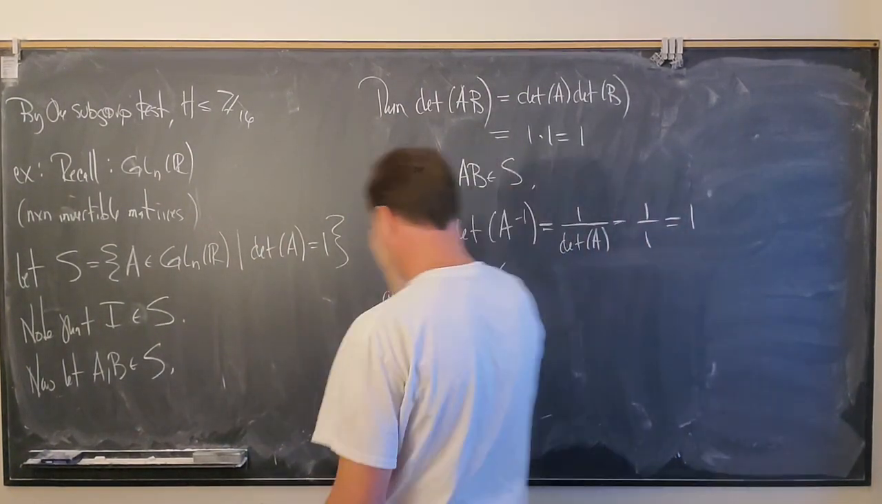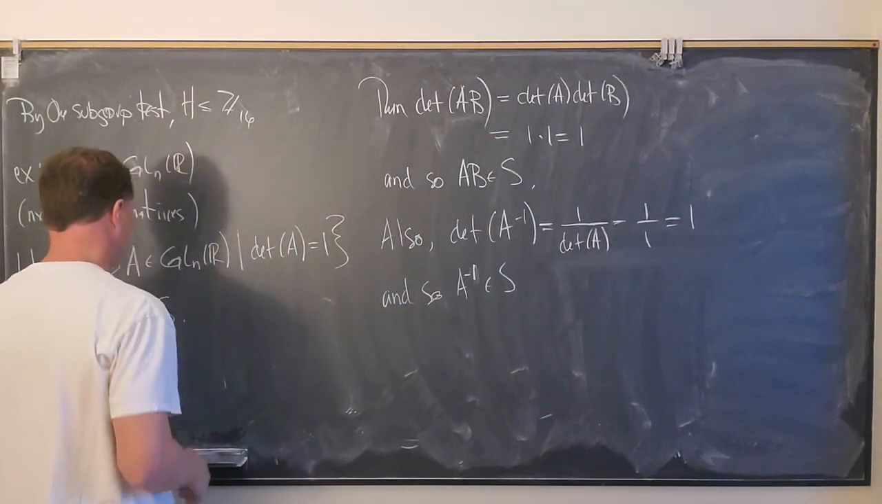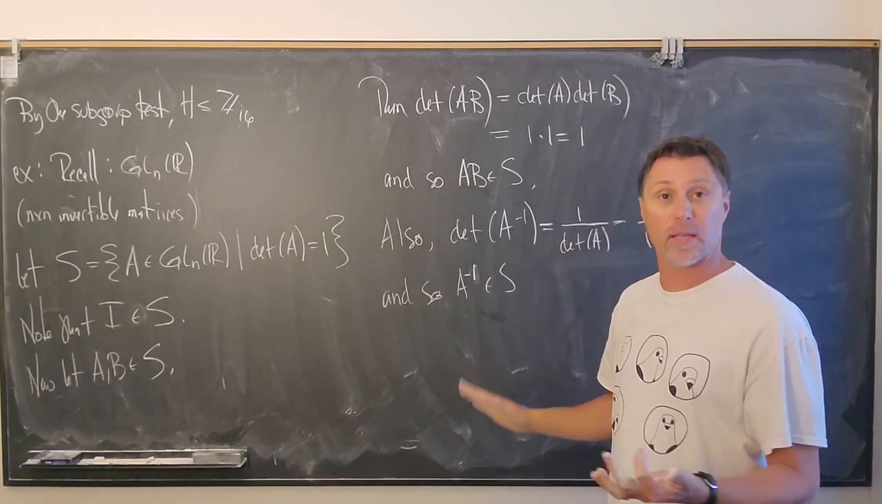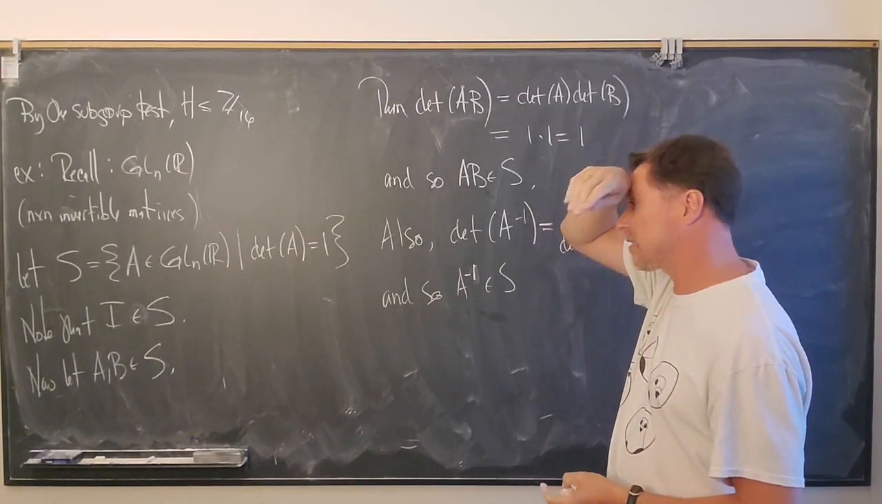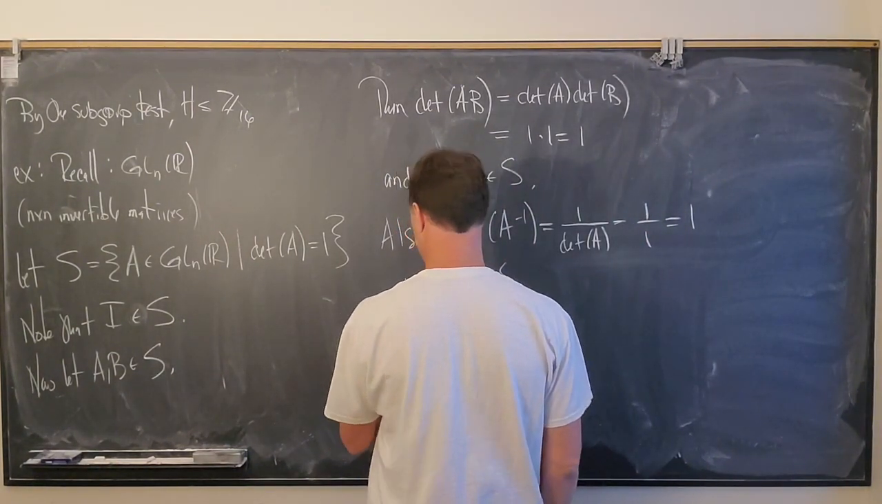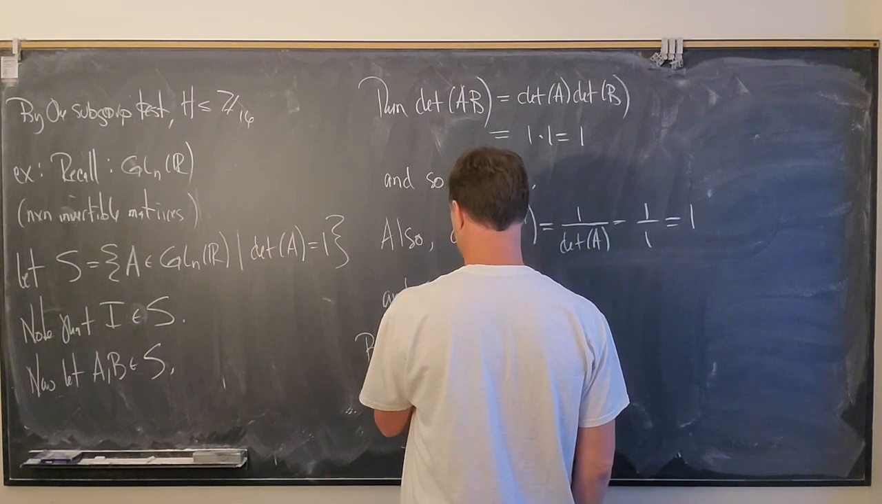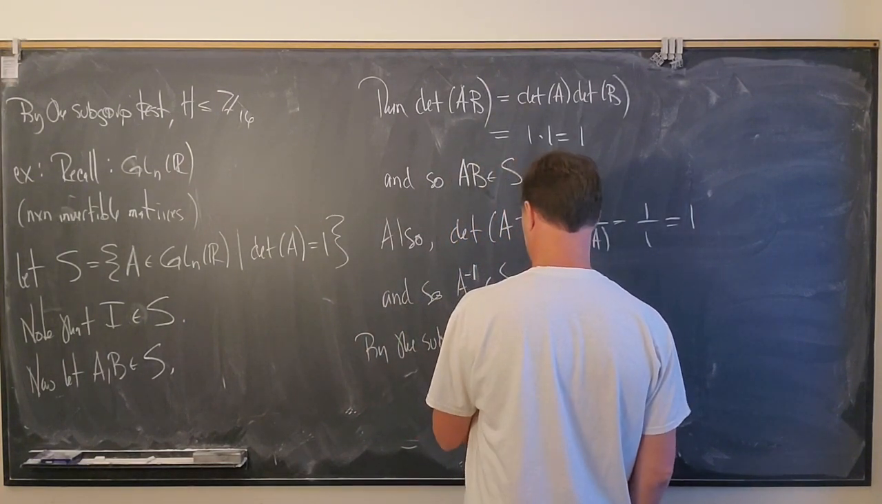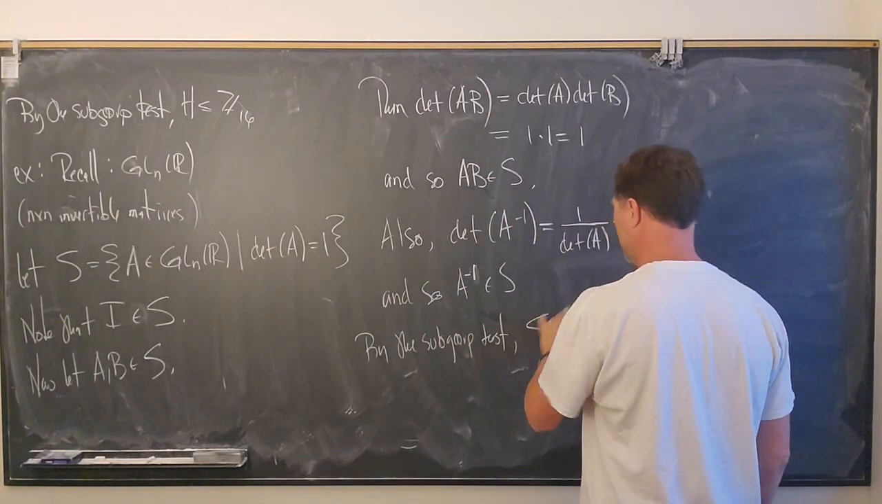So what have we done? We've got a non-empty subset of GL_n(R). It's closed under multiplication and inverses. By the subgroup test, we know that S is a subgroup of GL_n(R).